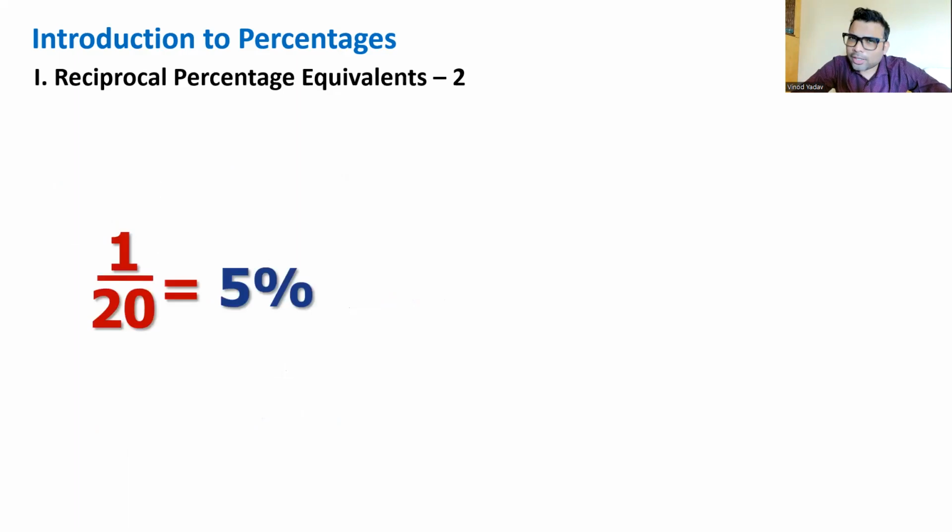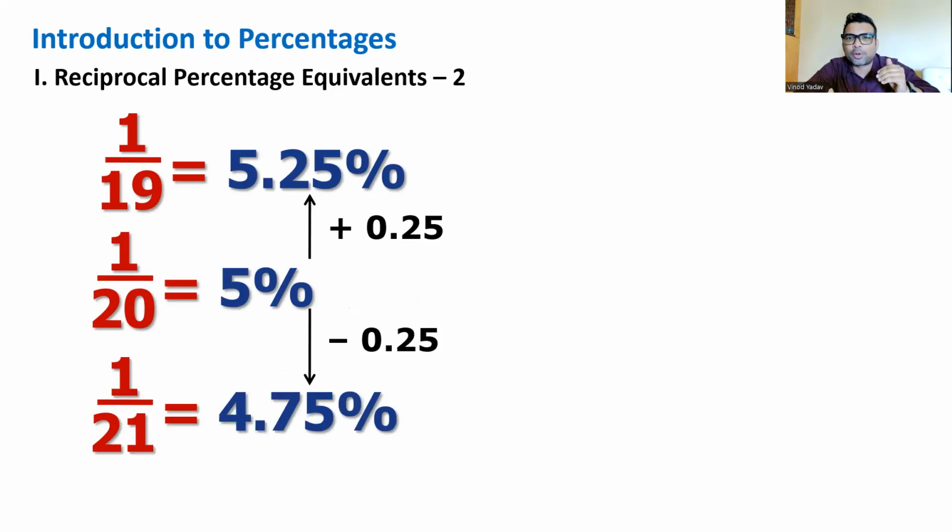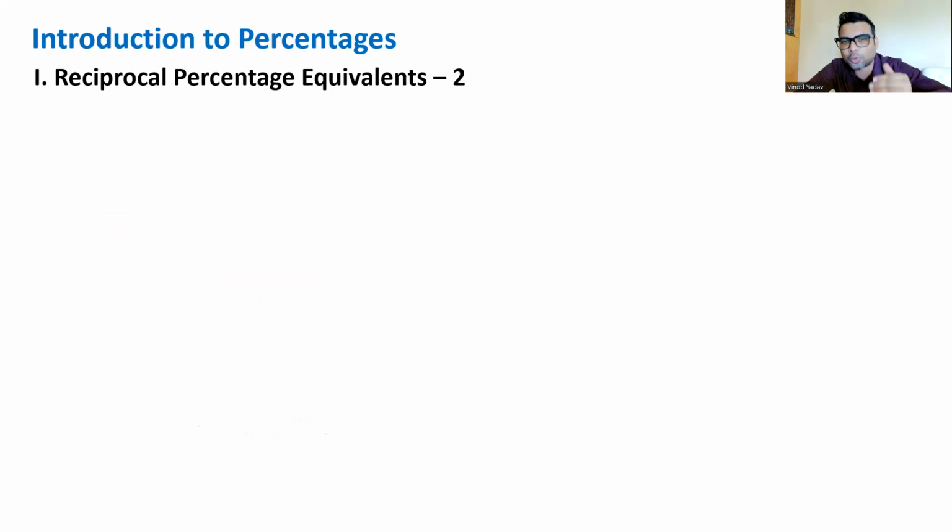Next is 1 by 20. Very, very easy. 5%, 25 is 100, 5%. Now 1 by 19. 5 square is 25. So add 0.25 and for 1 by 21, subtract 0.25. So 1 by 19 is 5.25. 1 by 21 is 4.75. Easy? Yeah.